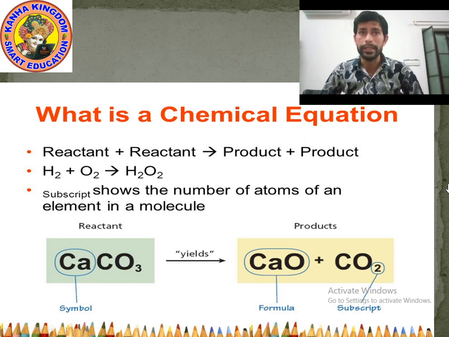Okay, and look at the formula of CaCO3. In CaCO3, the 3 is actually representing the number of atoms. In the same way, written below in CO2, the 2 is actually the number of atoms, but we will call it a subscript. What will we call it? Subscript. So a subscript shows the number of atoms of an element in a molecule.